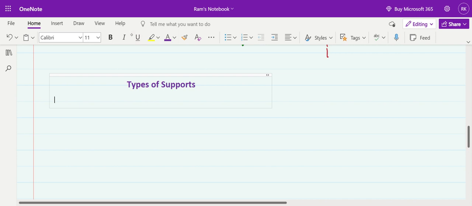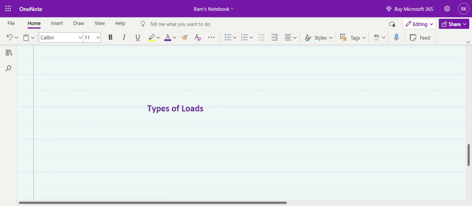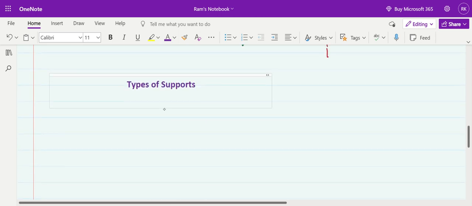Today, in this lecture, we will consider types of supports, then types of loads, and types of beams gradually, because we are going to encounter these terms quite often.